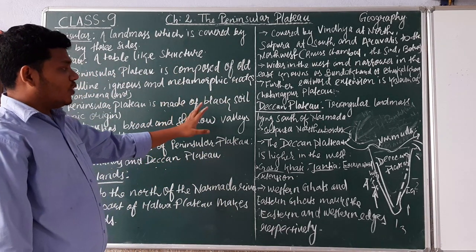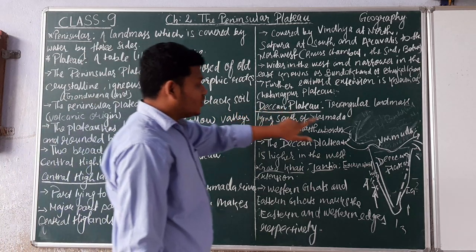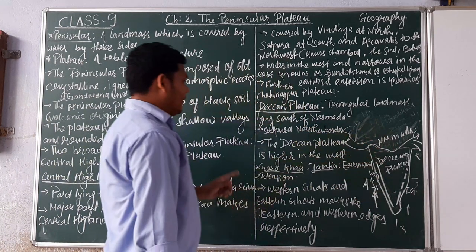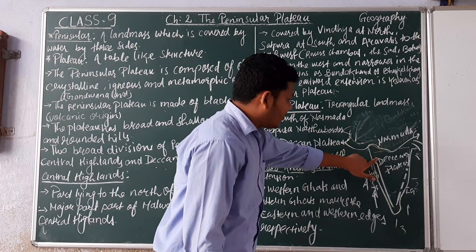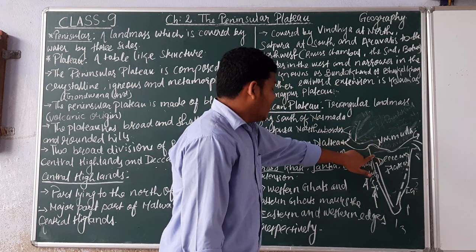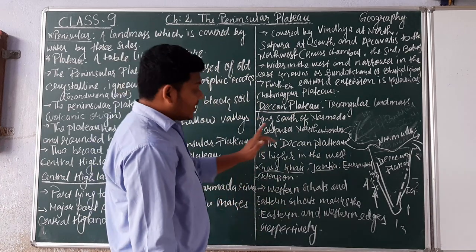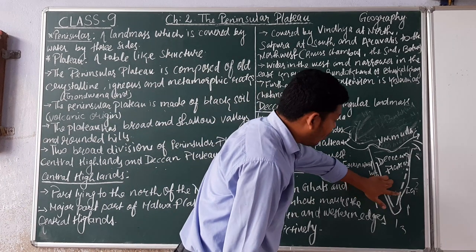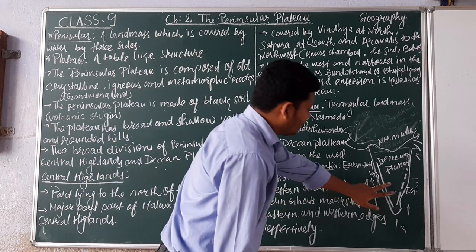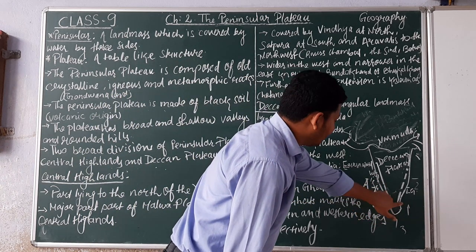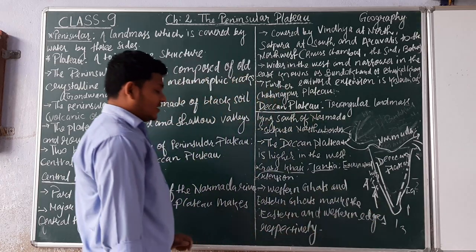Once again, let me make you understand the Deccan Plateau. The Deccan Plateau is triangular in shape. It lies south of the Narmada, to the south of the Satpura. It is higher in the west and lower in the east. It is bounded by the Eastern Ghats and the Western Ghats. The Western Ghats are higher than the Eastern Ghats.